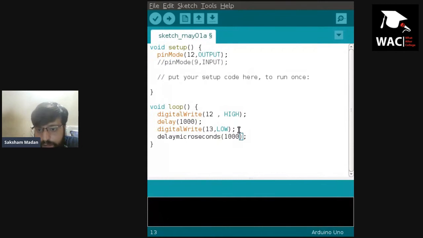Or we can use, there's one more function for the same, delay microseconds, in which we have a minimum time in microseconds. So I need to write 1, 2, 3. Okay, is it clear?